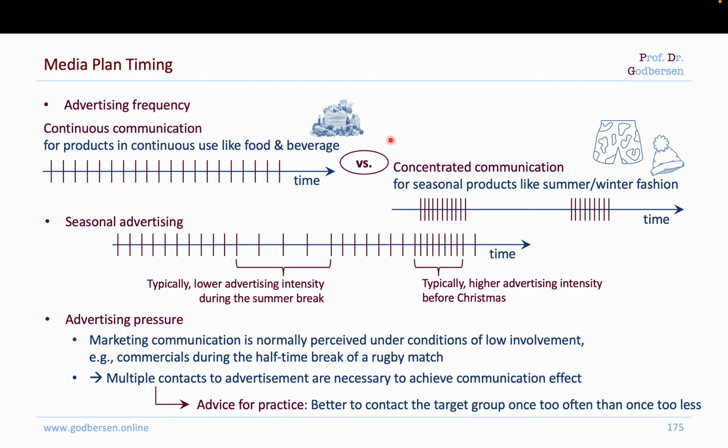On a very basic level, you can distinguish between continuous communication and concentrated communication. And how you time your media plan depends on your products or brands. Better, it depends on the buying behavior of your target group. So products that are in continuous use, like food and beverage, should be communicated constantly, continuously.